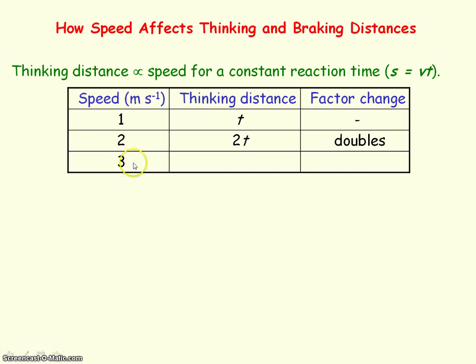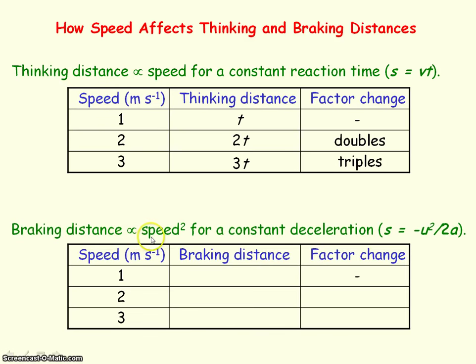And when the speed equals 3 meters per second, then the thinking distance will equal 3t. So when we've tripled the speed, we've tripled the thinking distance. And this relationship is called directly proportional. So thinking distance is directly proportional to the speed. The thinking distance and speed are increasing by the same ratio, the same proportion.